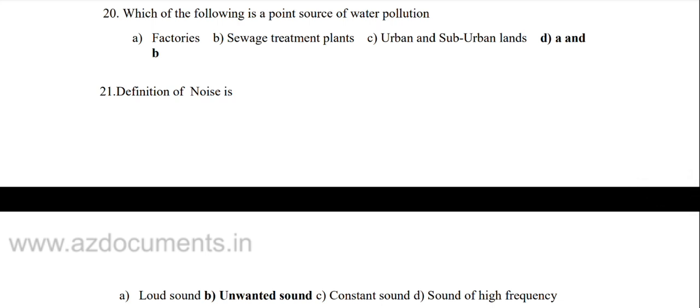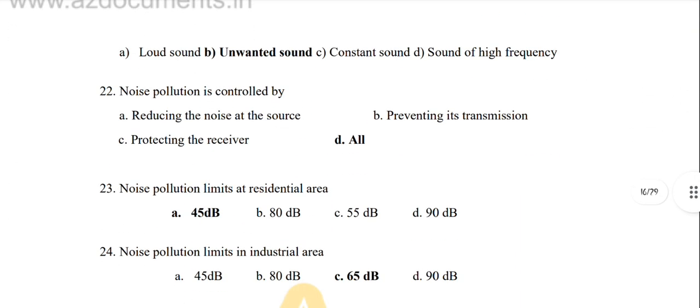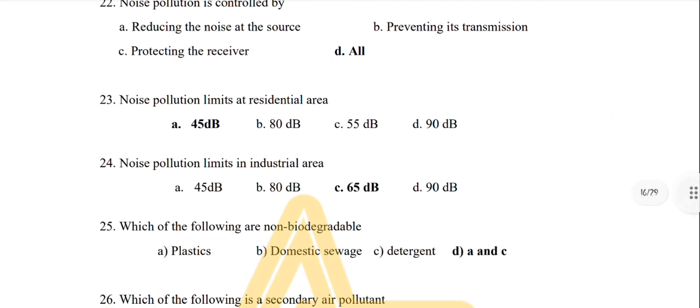21st question, define noise. Noise is unwanted sound. 22nd question, noise pollution is controlled by all of them: reducing the noise at the source, preventing its transmission, and protecting the receiver. 23rd question, noise pollution limit in a residential area is 45 dB. 24th question, noise pollution limit in an industrial area is 65 dB.